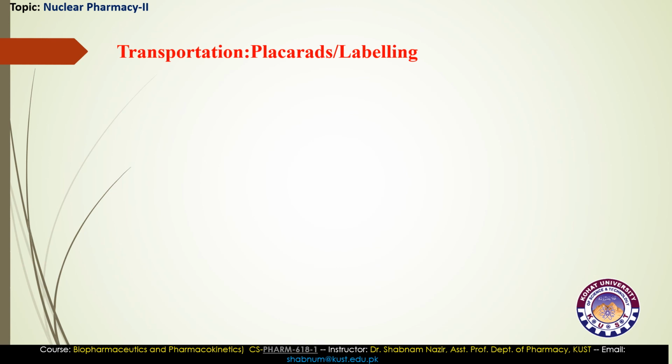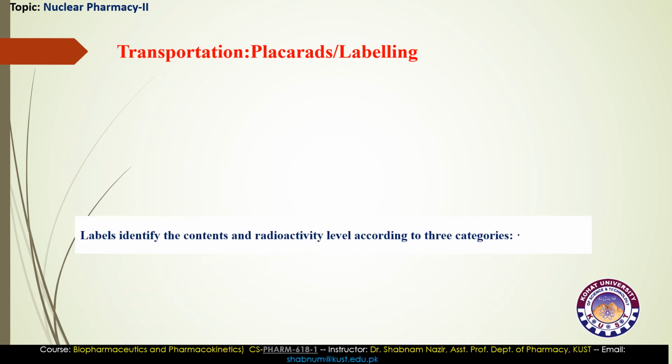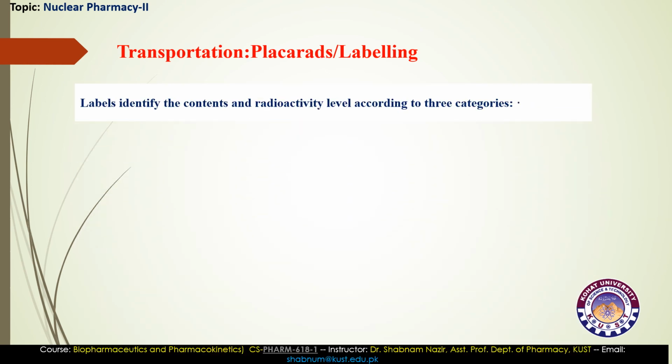The transportation also definitely involves vehicles and containers. So placards and labeling are extremely important, and the labels which are used to identify the contents present in the containers are extremely important. Labeling is extremely important in pharmaceuticals, whether it is normal pharmaceuticals or radiopharmaceuticals, and in the case of radiopharmaceuticals it becomes enormously important.